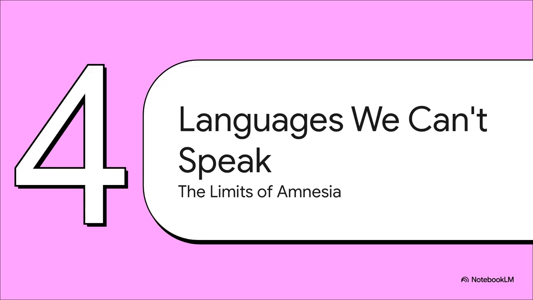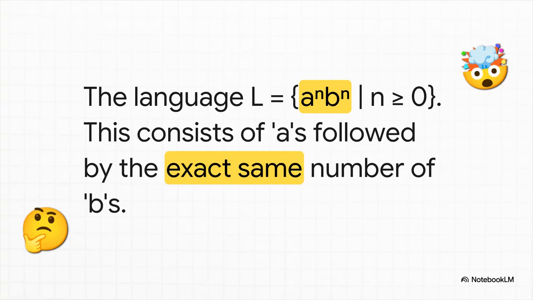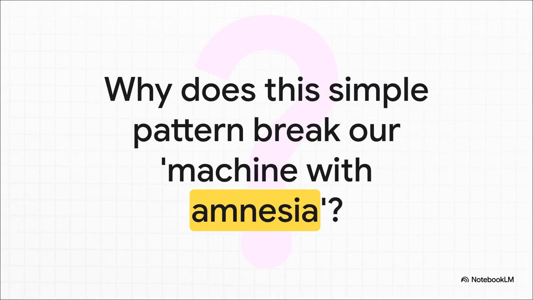Okay, now for what I think is the most interesting part. We know what these machines can do, but what about what they can't? What are their limits? Where do they break? Check out this language. It's pretty straightforward. You have a bunch of A's, and then they're followed by the exact same number of B's. So, strings like AB, AAB, AABB, and so on. Seems simple enough, right? Well, believe it or not, this simple little pattern is completely impossible for our finite automata to recognize. Why? Just think about it for a second.